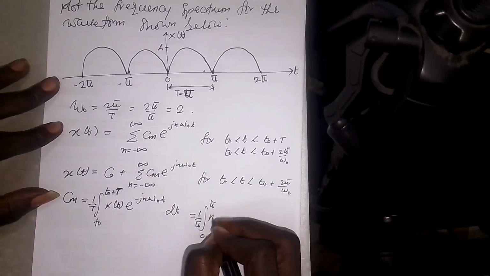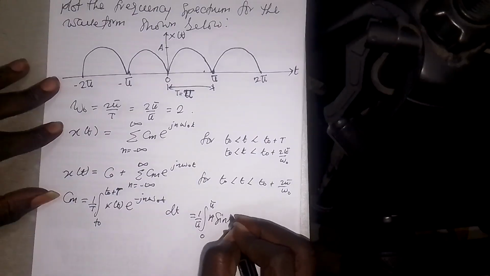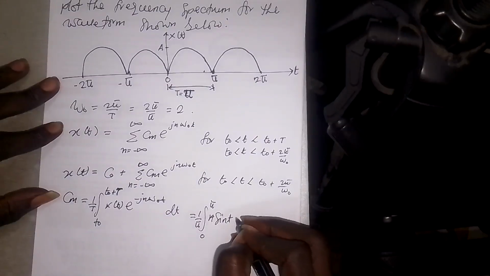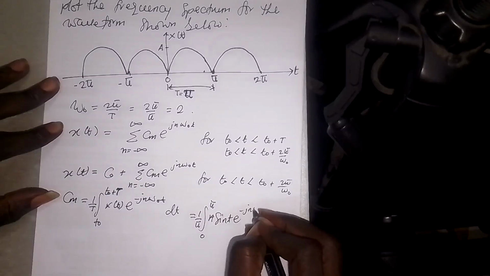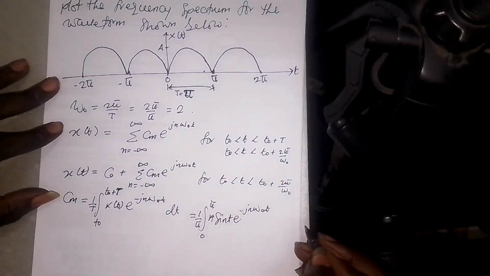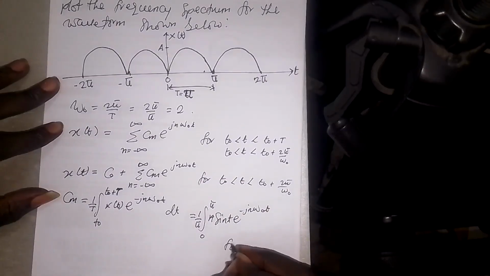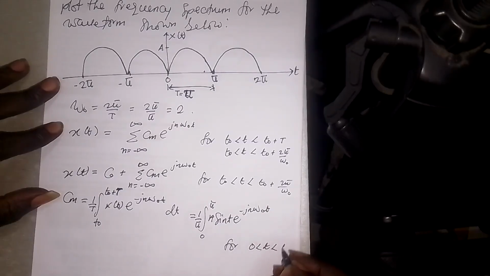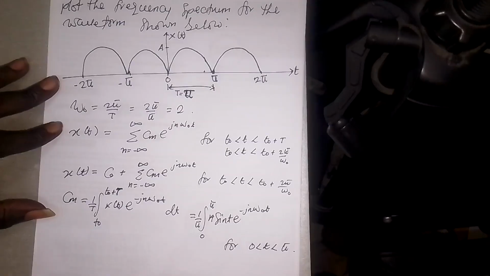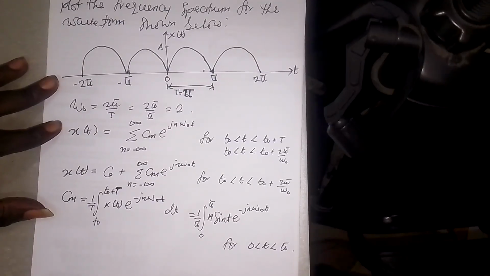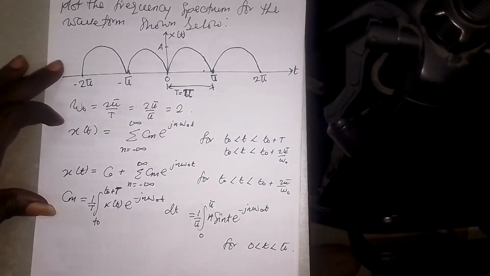x of t is what? A sine t into e^(-j n omega naught t), for the period. So here we are saying that it is between 0 and pi. So that is our period in this case. Between 0 and pi.